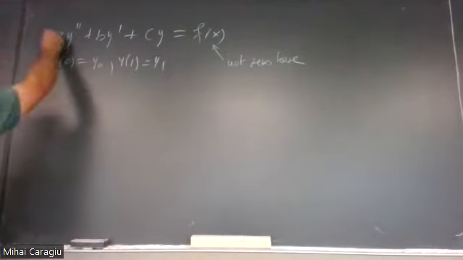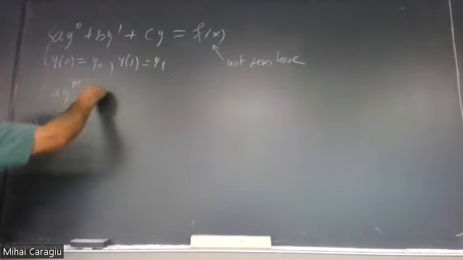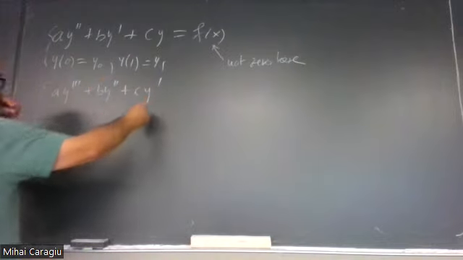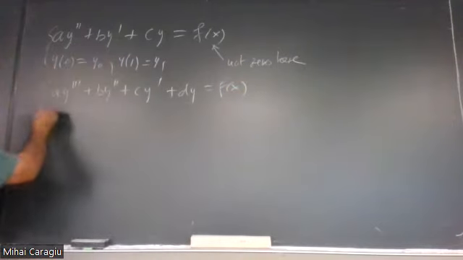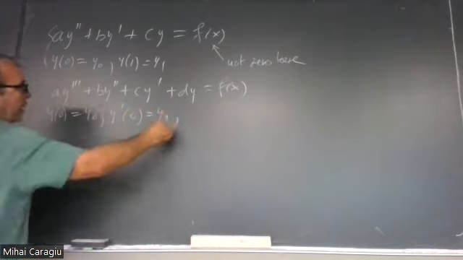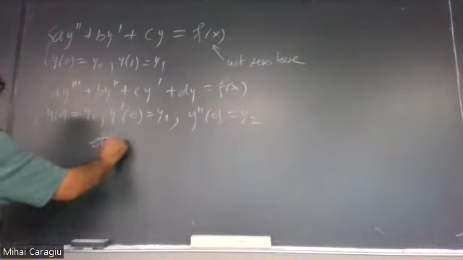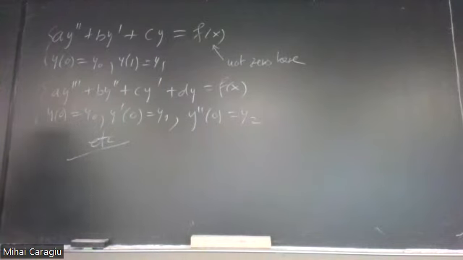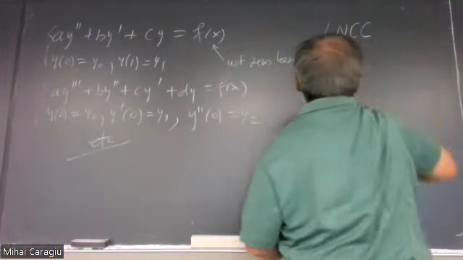Okay, so how to solve such equations? Or this second order, the third order will be ay''' + by'' + cy' + dy = f(x). With initial conditions, y(0) = y0, y'(0) = y1, y''(0) = y2, etc. So these are non-homogeneous differential equations with constant coefficients. So we call them linear non-homogeneous constant coefficients, LNCC.